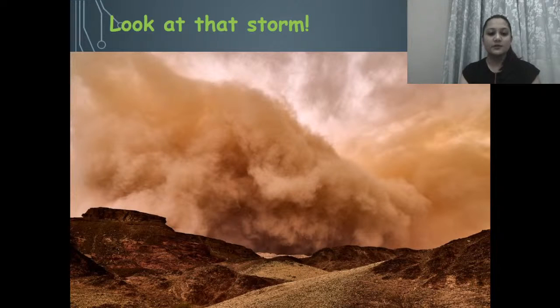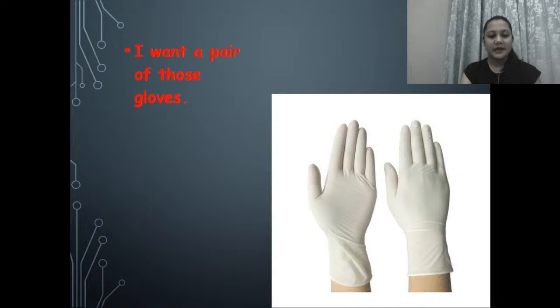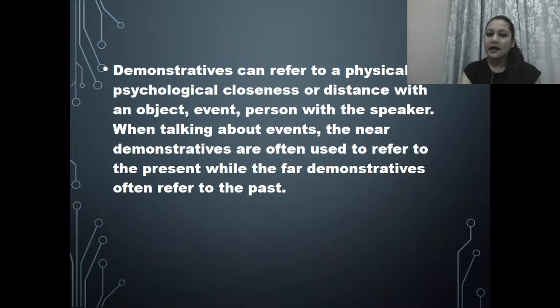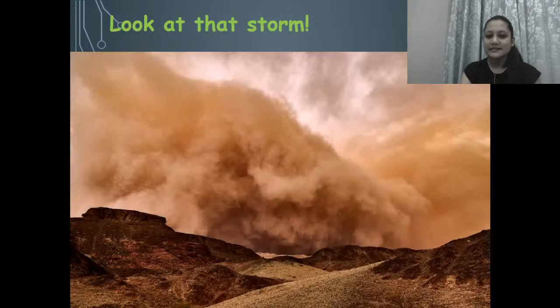Now, let's begin with demonstratives. Look at that storm. I want a pair of those gloves. Do you like these flowers? If you have checked these examples, first of all, where's the noun? Storm is a noun, right? What we know about determiners is that determiners come before the noun. That we already know. So, look at that storm.